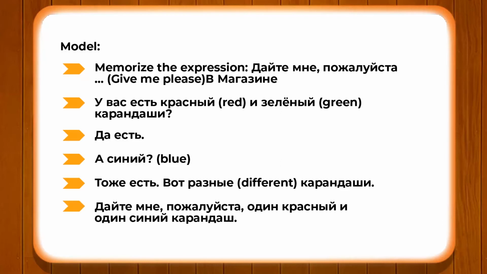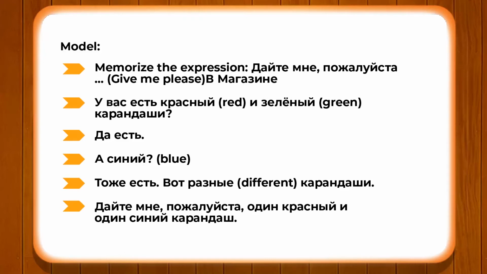Дайте мне, пожалуйста, один красный и один синий карандаш. Give me please one red and one blue pencil. So here you have seen we have used one, and then the construction where we are using the adjective ending in красный and синий. So красный карандаш, синий карандаш.